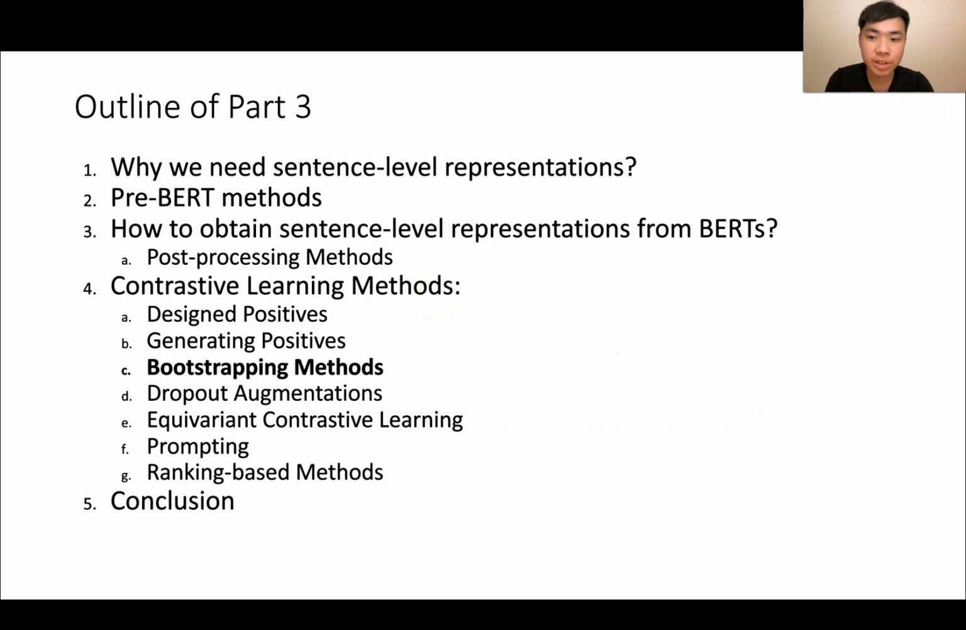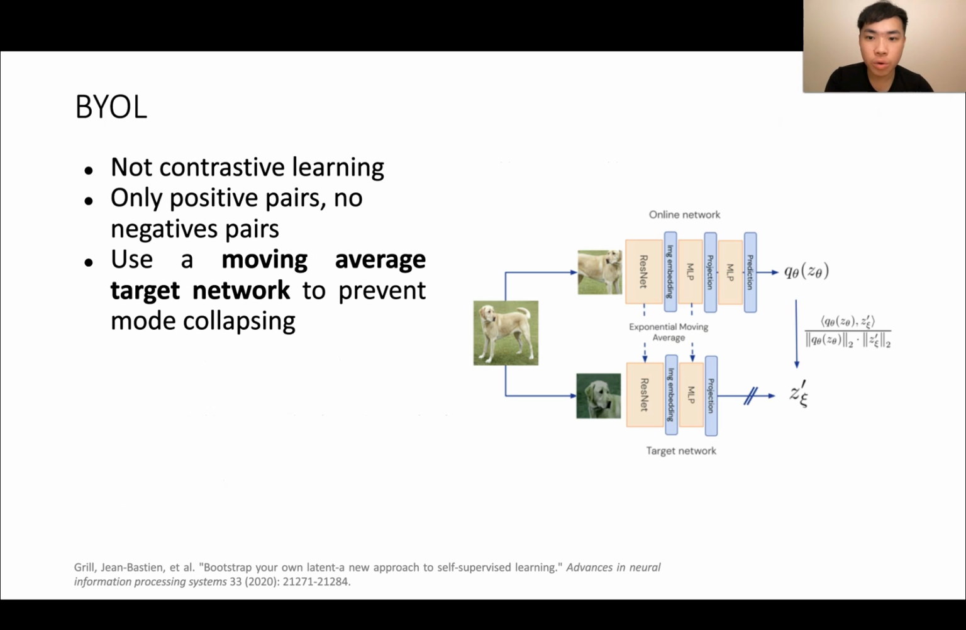Another method is the bootstrapping method. I think some of you may have heard of the BYOL paper. BYOL tried to do contrastive learning without negative examples. So actually it's not contrastive learning. They just have positive examples, and they try to train the model by matching the representation from an online network to a target network. The target network is actually the moving average of the online network. This can prevent the representation space from collapsing.